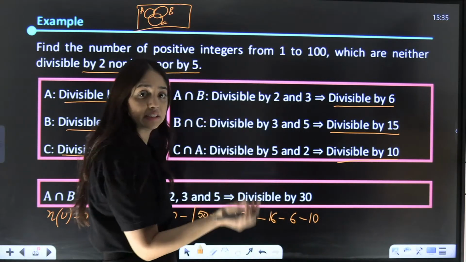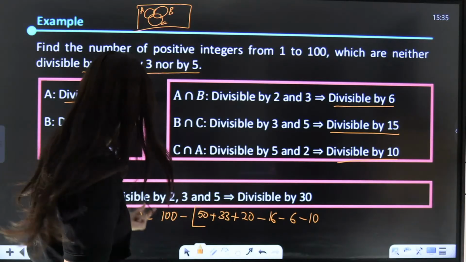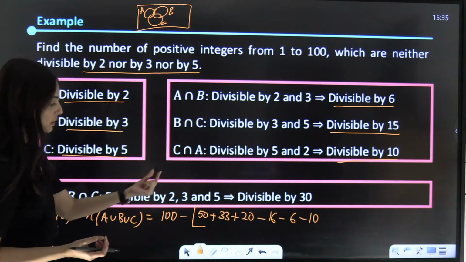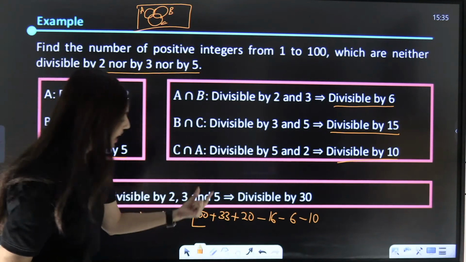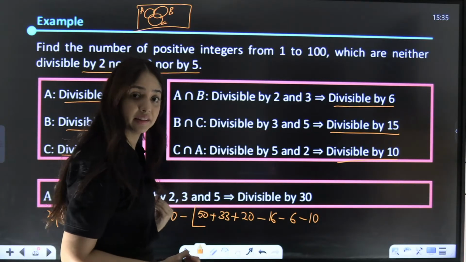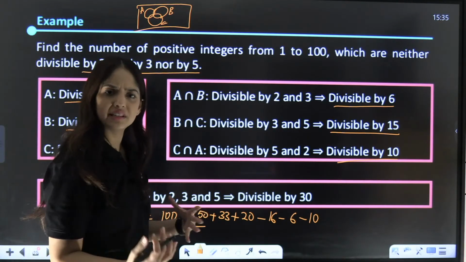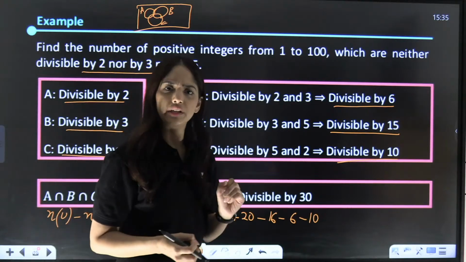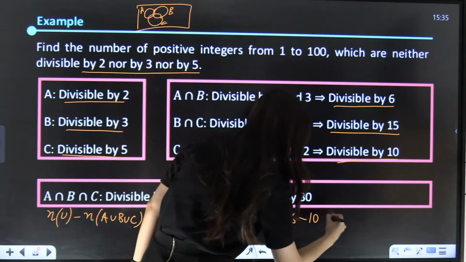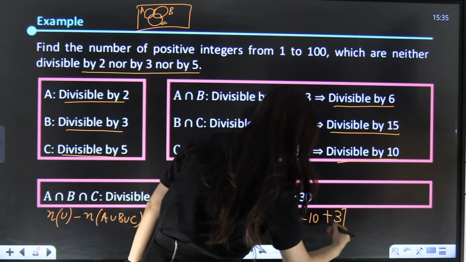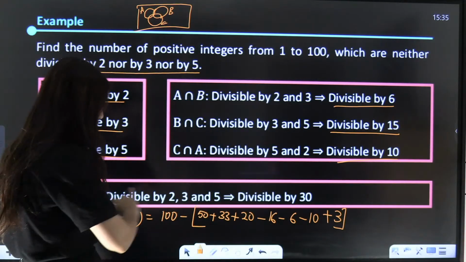Then taken 3 at a time, now we have to add. So taken 3 at a time, that is divisible by 2 and 3 and 5. So that means they're divisible by the product of 2 and 3 and 5, that is 30. So how many such numbers? 100 by 30, 3: 30, 60 and 90. So we will add those 3. And that is how you can calculate this.